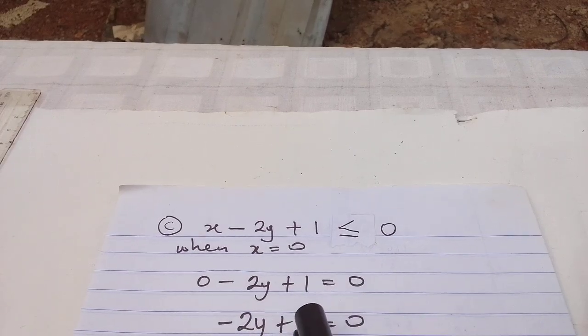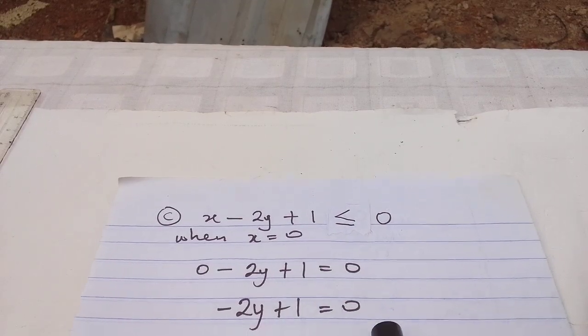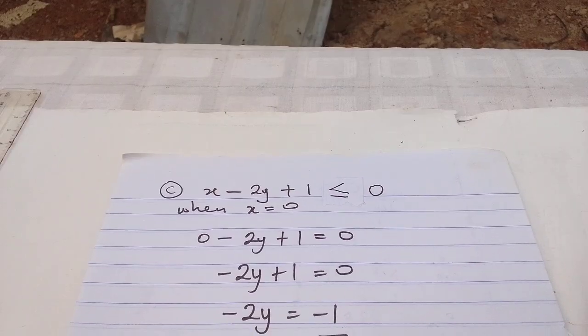0 plus 1 will give us plus 1. Minus 2y plus 1 is equal to 0. Bring this plus 1 to this side, it now turns to minus 1. So minus 2y is equal to minus 1. To get y, you divide both sides by minus 2.